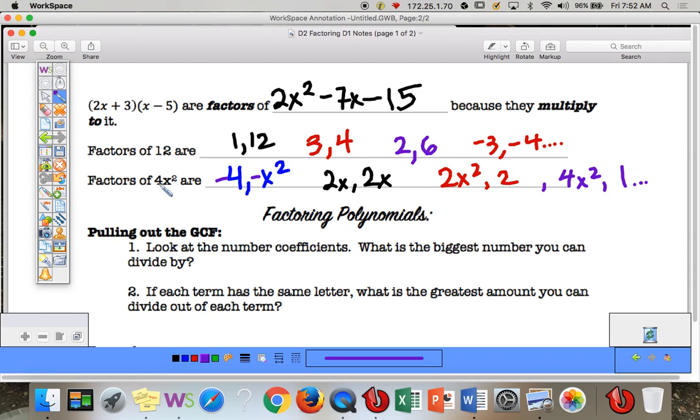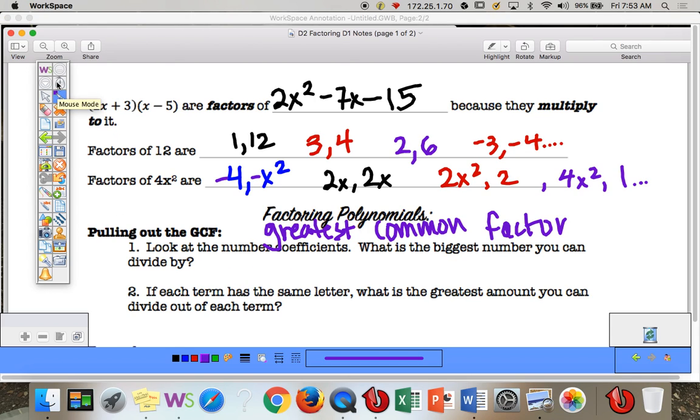So today we're going to look at 2 ways to factor polynomials, and tomorrow we'll use one of these ways to find a shortcut. So the first method is called pulling out a greatest common factor. GCF stands for greatest common factor. And what a greatest common factor is, it's the biggest number that you can divide all of the terms by and not get a decimal.